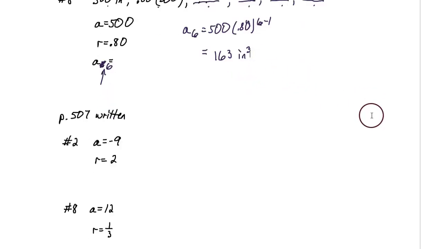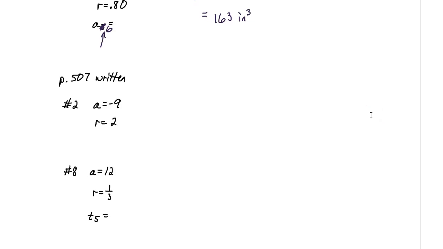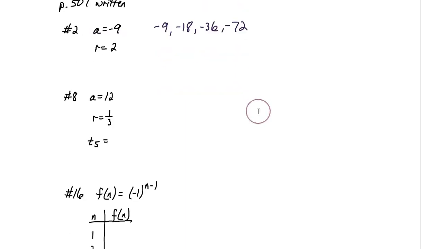For the review, we're going back to page 507 written. Number 2, we're asked to write the first 4 terms of a sequence where the first number is -9 and the value of r is 2. So -9 is written first and then times by 2. -18, -36, -72.